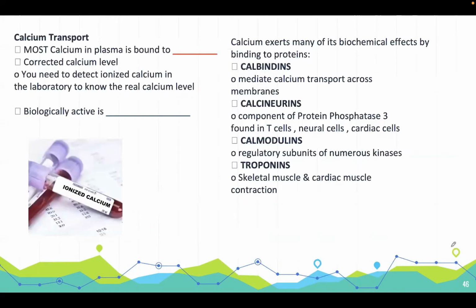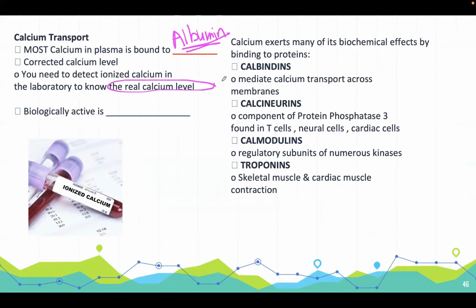Okay, for the transport of the calcium, most calcium in plasma is bound to what? Yes po, tama po yan, albumin. It is bound to a protein, which is what we call your albumin. It is the corrected calcium level. You need to detect the ionized calcium in the laboratory to know the real calcium level.